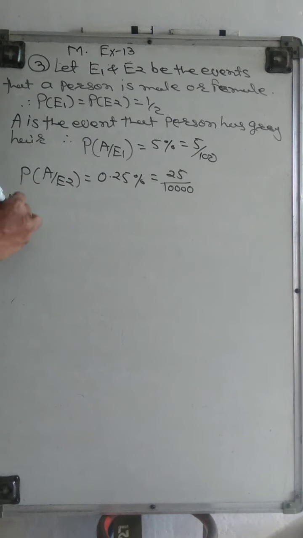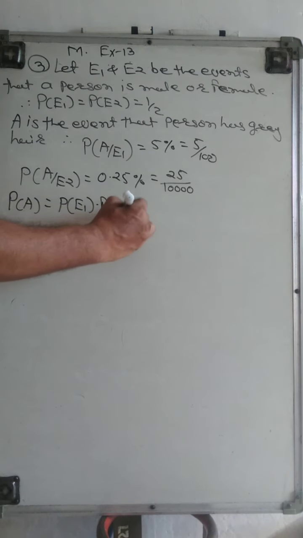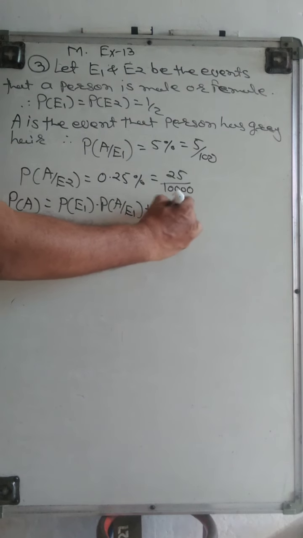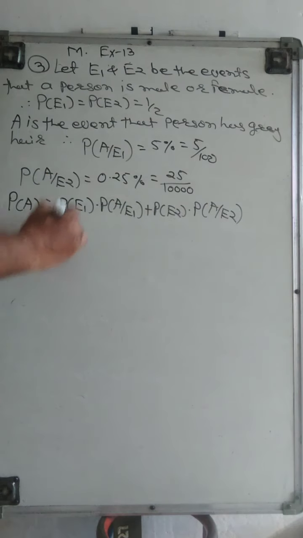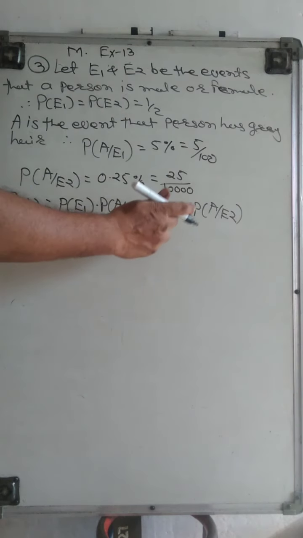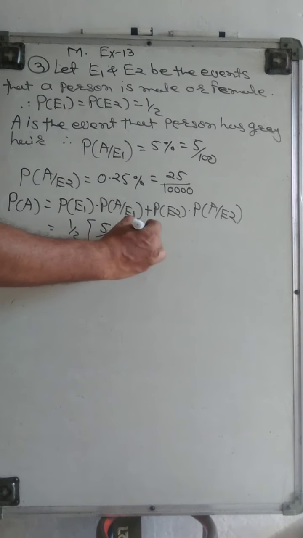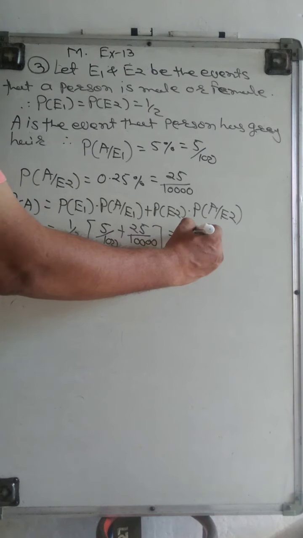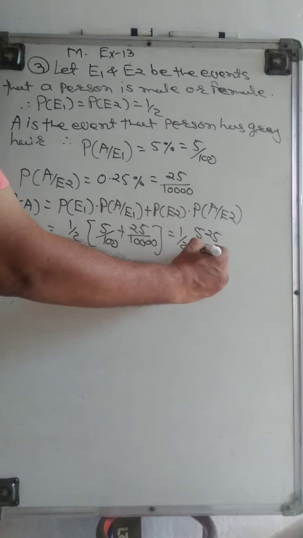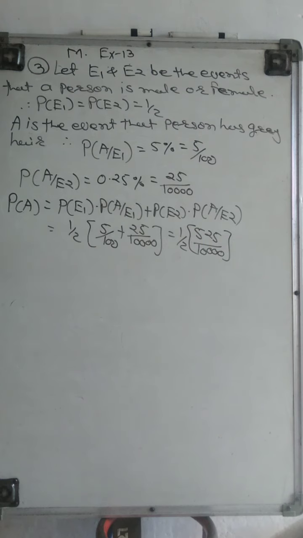Now we want to find the total probability, means P(A). P(A) is equal to P(E1) into P(A|E1) plus P(E2) into P(A|E2). Now we just put the values, 1/2, here also 1/2 which are common, and we have 5/100 plus 25/10,000. Right? So it is 1/2 and 525/10,000. Okay? So this way we can obtain one answer.